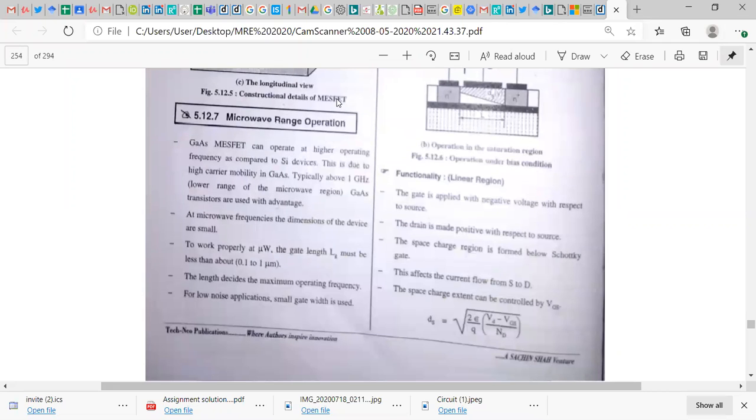GaAs MOSFET always operates at high frequency, higher than 1 gigahertz. At microwave frequency, the dimensions of devices are small.